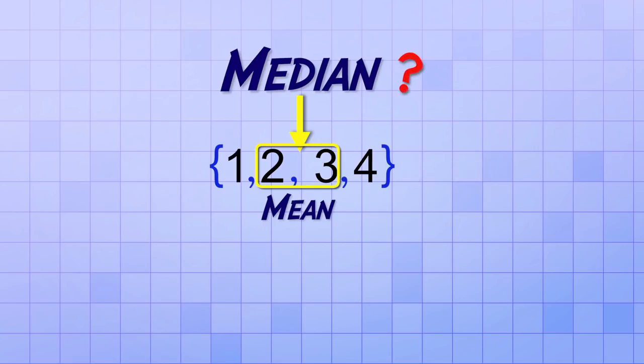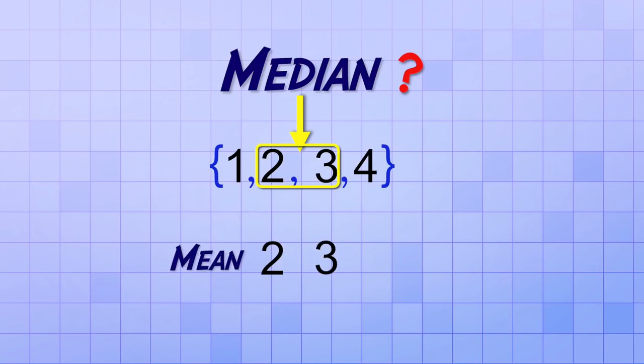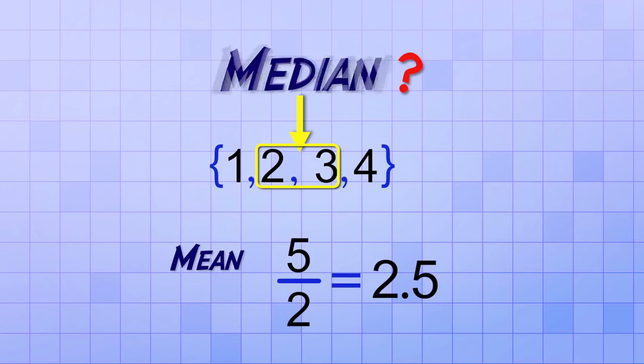For example, in the set 1, 2, 3, 4, we need to take the middle 2 numbers, 2 and 3, and find the mean of those numbers. We can do that by adding 2 and 3 and then dividing by 2. 2 plus 3 equals 5, and 5 divided by 2 is 2.5. So the median of the data set is 2.5.